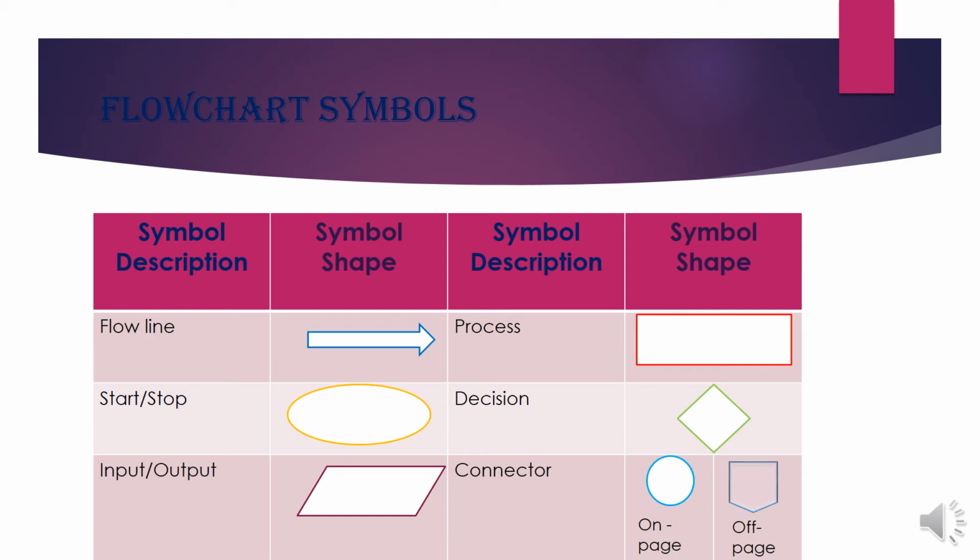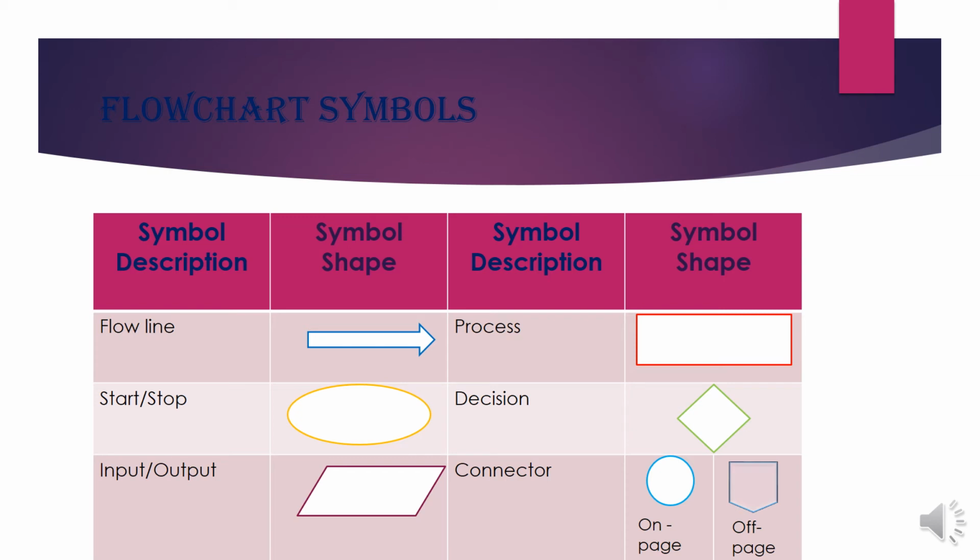Flowchart is drawn using these symbols. These are basically the standard symbols, and these symbols have specific meaning and specific use in the flowchart. First symbol is flow line. It is a line with arrowhead used to connect different kinds of shapes from left to right or from top to bottom. It also indicates the flow of control in the flowchart.